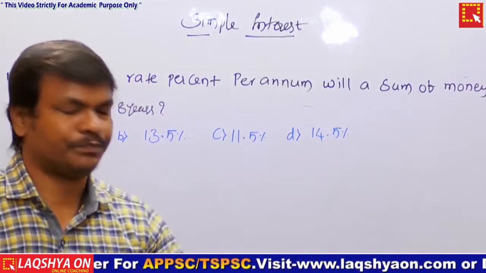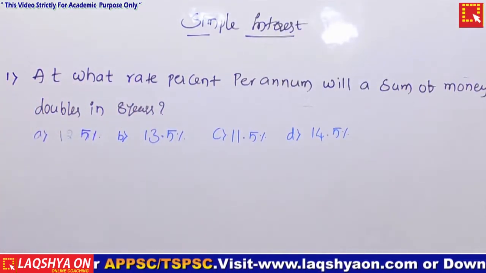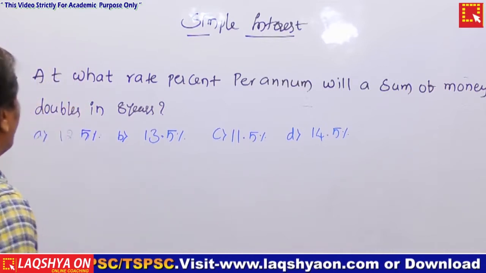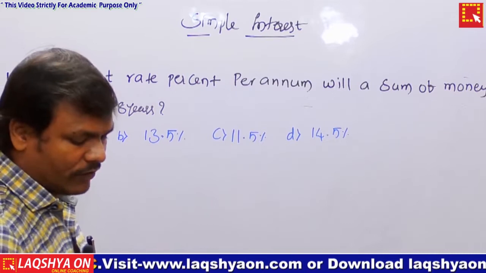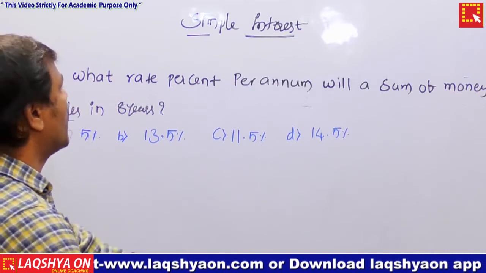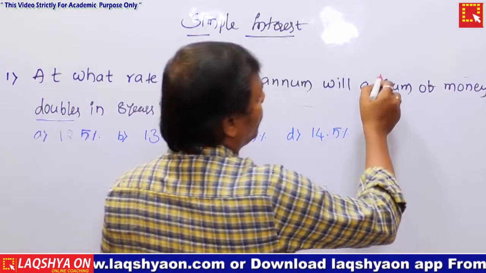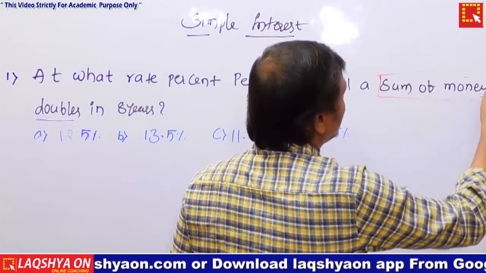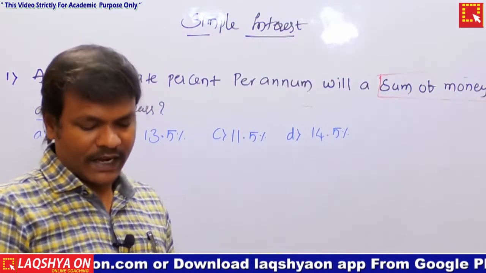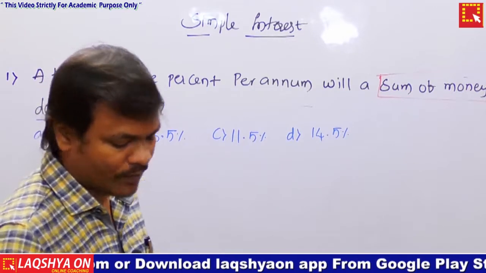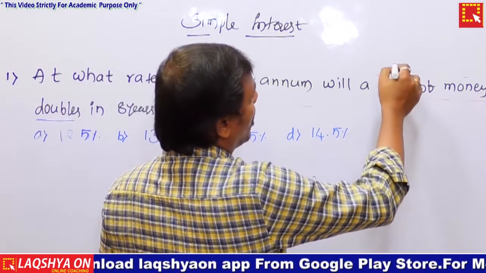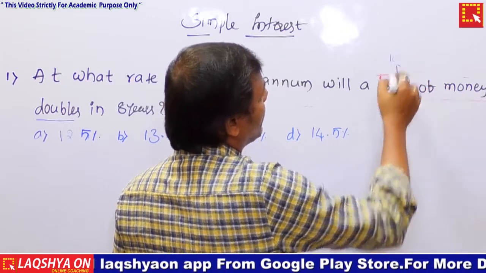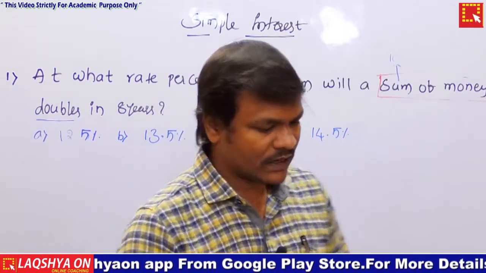The question is, at what rate percent per annum will a sum of money double in 8 years? To solve this problem, first you need to understand that the sum of money is what we borrowed in the beginning, and that money will become double. The sum of money is always 100 rupees or 100%.